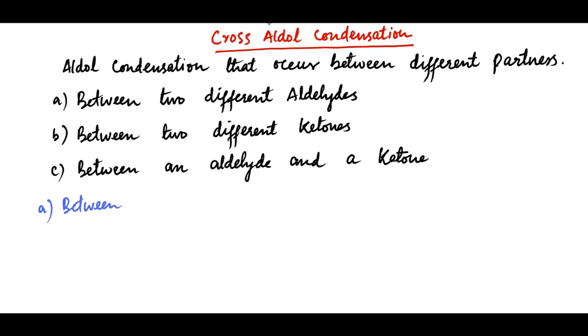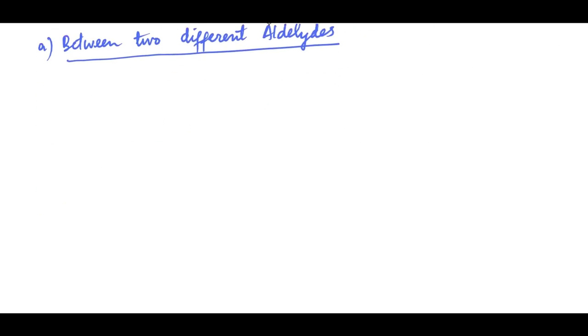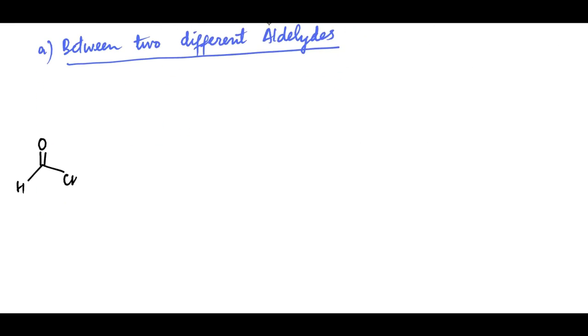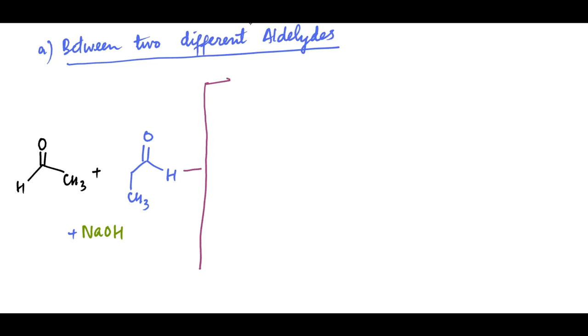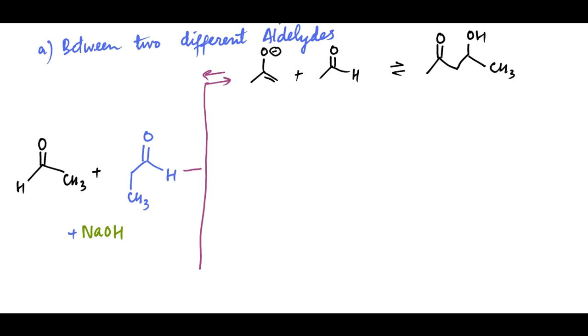In order to understand the cross-aldol reaction between two different aldehydes, consider the cross-aldol condensation between acetaldehyde and propionaldehyde. Both these aldehydes are enolizable and can form enolates and act as enolate acceptors as well. Thus, four products will be formed. The acetaldehyde enolate will add to its precursor and form the self-addition product.